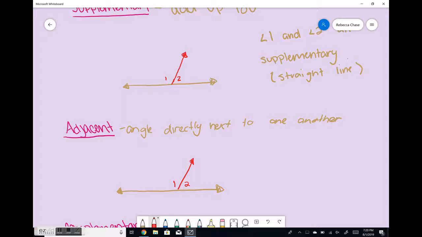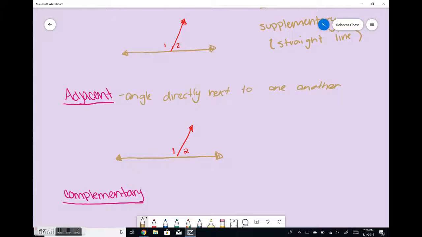So if we have the 1 and 2, those are adjacent angles and they're also supplementary angles. If I get even fancier and over here on the side I draw this right here, and I label these angles 1, 2, 3, and 4.